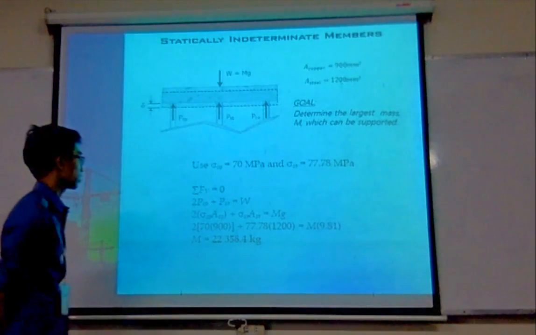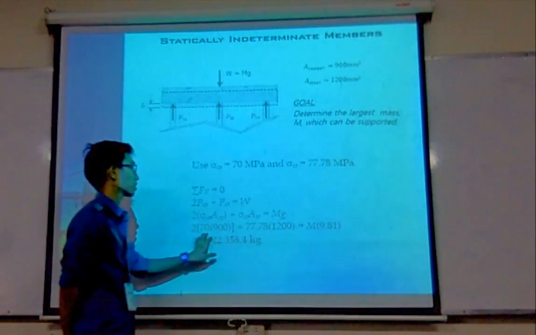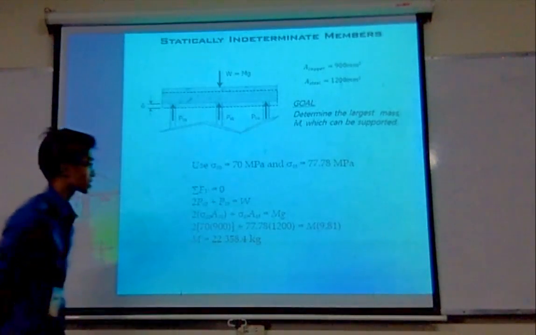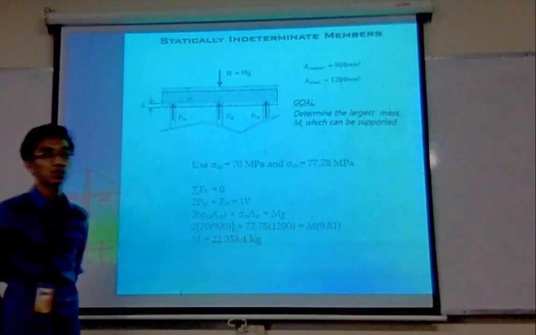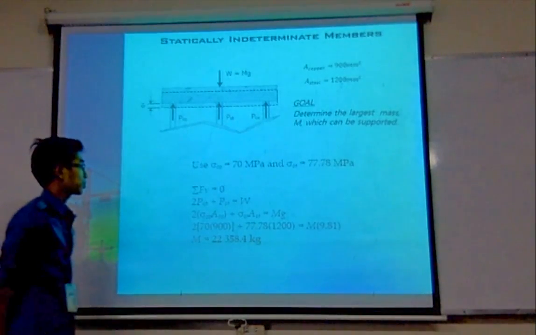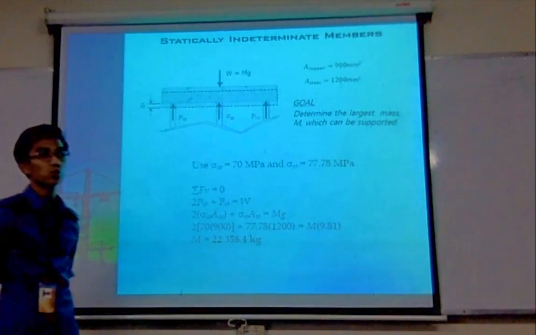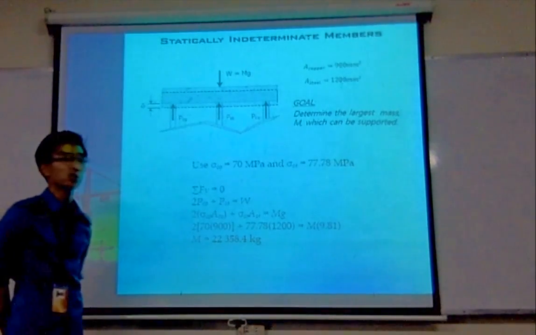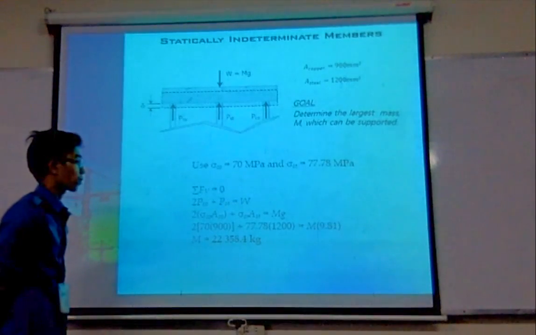Substituting the data that we obtained, the 70 megapascal and the 77.78 megapascal, equating to m times 9.81, we can now compute the mass that the three rods can support, which is 22,358.4 kilograms.